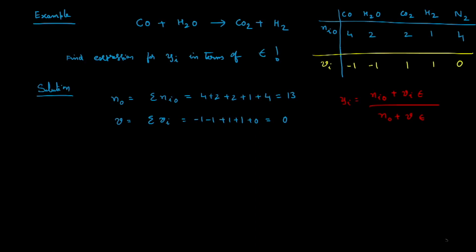So we're going to use that expression to write Yi for each of the species. For CO, it's going to be Ni naught. Ni naught for CO is 4.